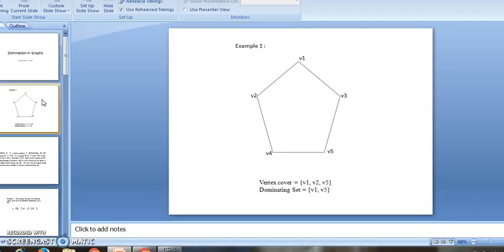Now consider the graph in this example. The vertex cover could be taken as v1, v2, v5, that covers all the edges of the graph, and the dominating set could be v1, v5. Now the dominating set v1, v5 cannot be a vertex cover for the graph, but the vertex cover v1, v2, v5 is a dominating set for the graph. And also we find that the vertex cover is not equal to the dominating set in this example.